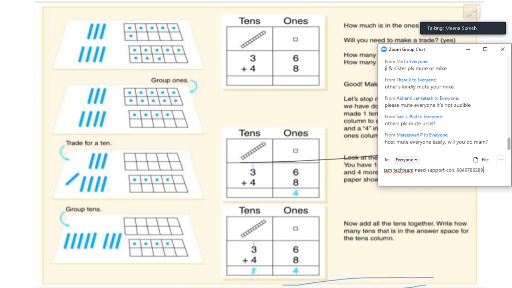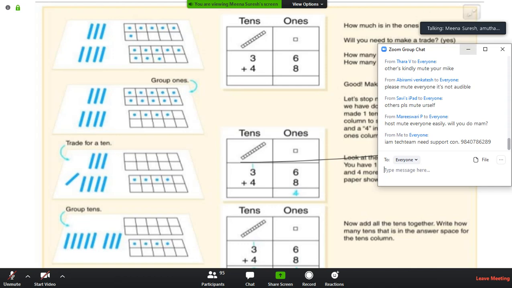You group the ones, group the tens. When you have the carryover, convert the ones to tens. You trade the ones for tens. That is how you tell them, because 10 ones make 1 ten. You trade it. Exchange, you change. That is why we call it changing.